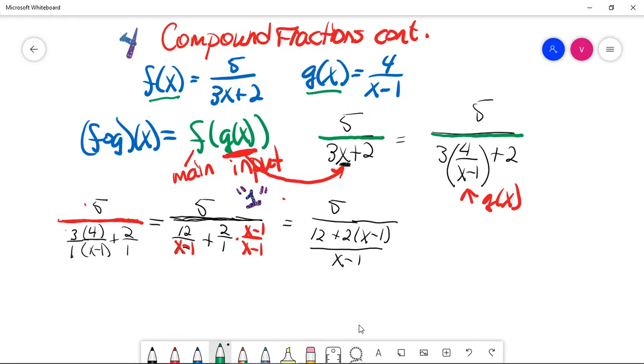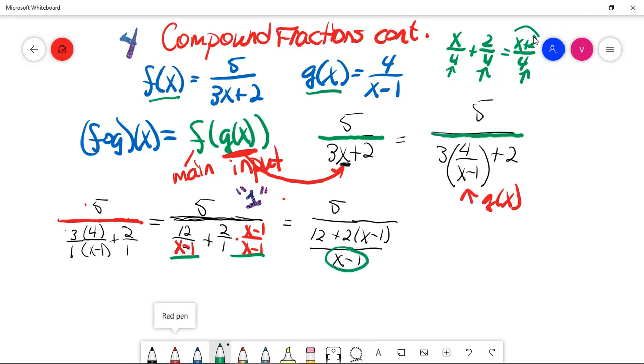When you do a common, let's just do a regular fraction, right? X over 4 plus 2 over 4 is equal to x plus 2 over 4. Okay, so when you have the same denominator, you can combine the numerators into one thing. All right, so that's all we did down here: we got a common denominator and then we can combine it like that right here.